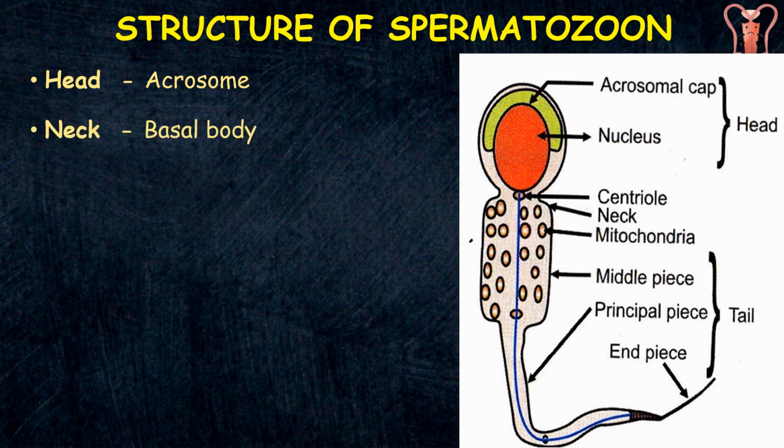The next one is the neck. It is a narrow constricted part which contains a funnel shaped basal body and a spherical centriole. This basal body is also called the connecting piece because it helps to establish an intimate union between the head and the remaining portion of the spermatozoa. The basal body is made up of 9 segmented rod-like structures which become continuous with the axial filaments present in the tail.